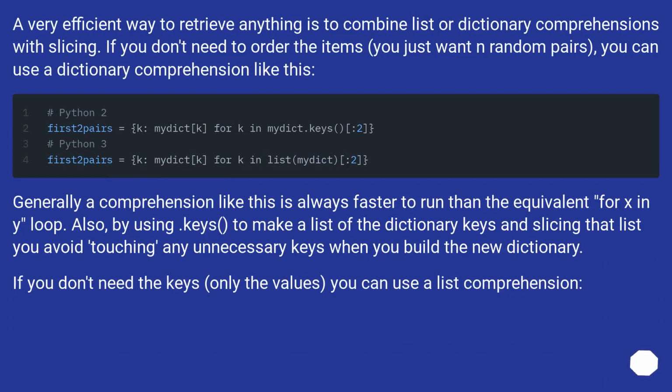A very efficient way to retrieve anything is to combine list or dictionary comprehensions with slicing. If you don't need to order the items, you just want n random pairs, you can use a dictionary comprehension like this.